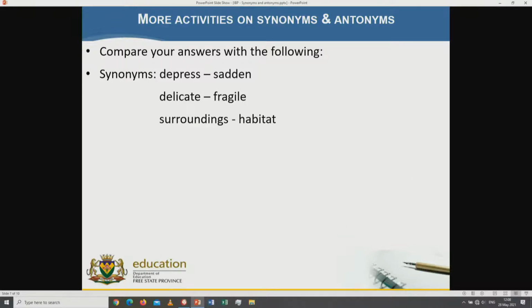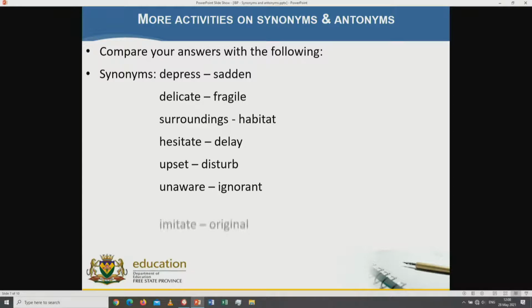Surroundings, habitat. Hesitate, delay. Upset, disturb. Unaware, ignorant. And lastly we have imitate, original.